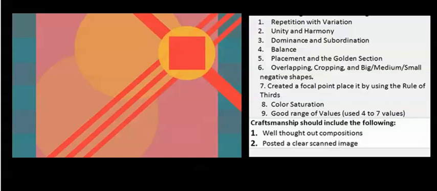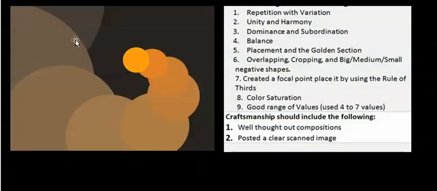Now, this next composition, we see that there's immediately repetition and variation in the circles, good overlapping. And the thing that is not quite right is the focal point. The focal point should be over here, right about in this area, to meet that golden section or the rule of thirds. But excellent color saturation. The most saturated color is the focal point, making it the most dominant thing that our eyes are drawn to, and these become more subordinate as they go off into the background.